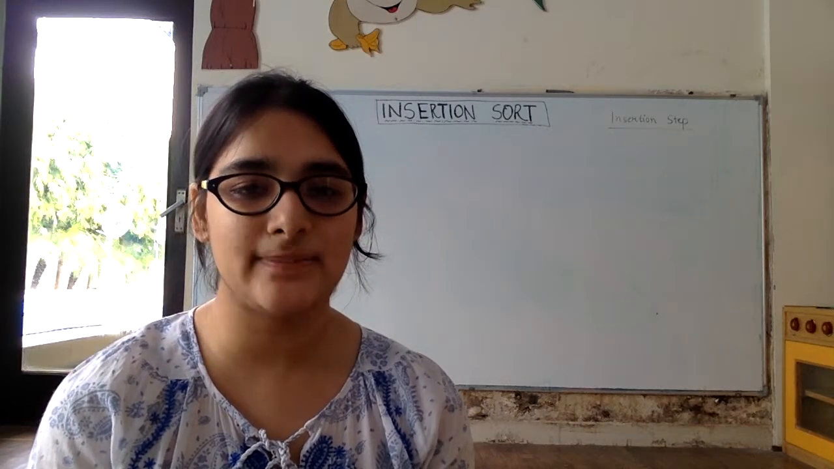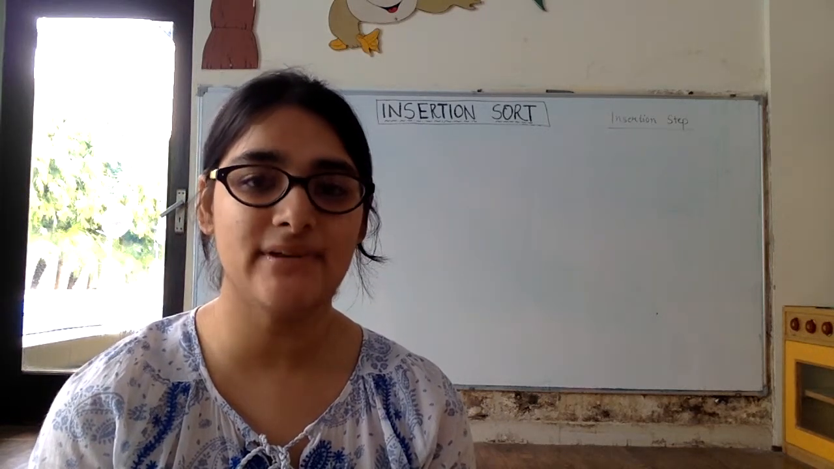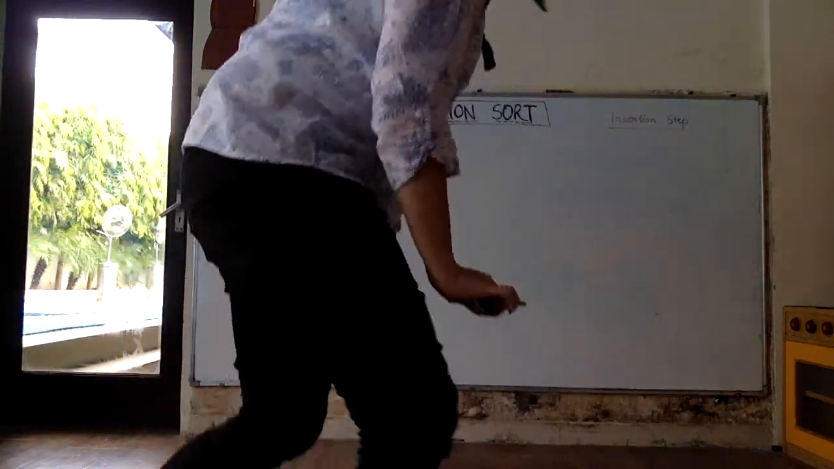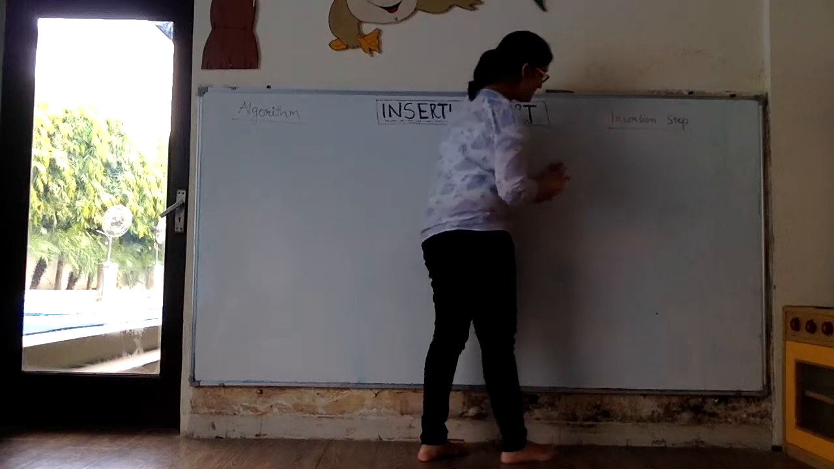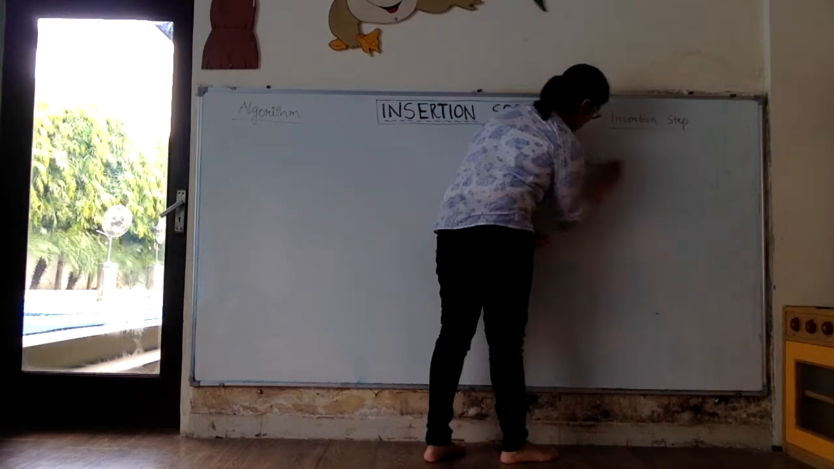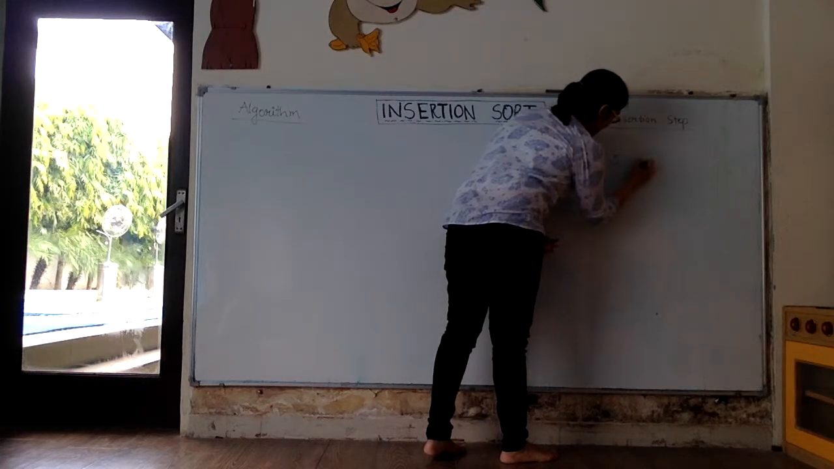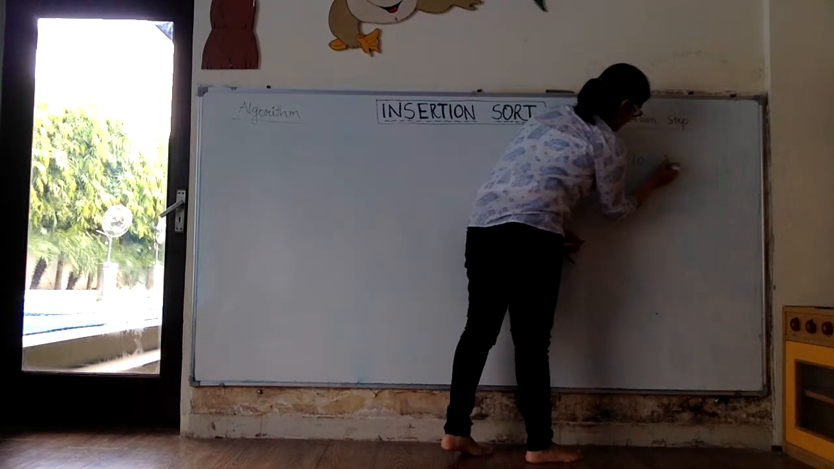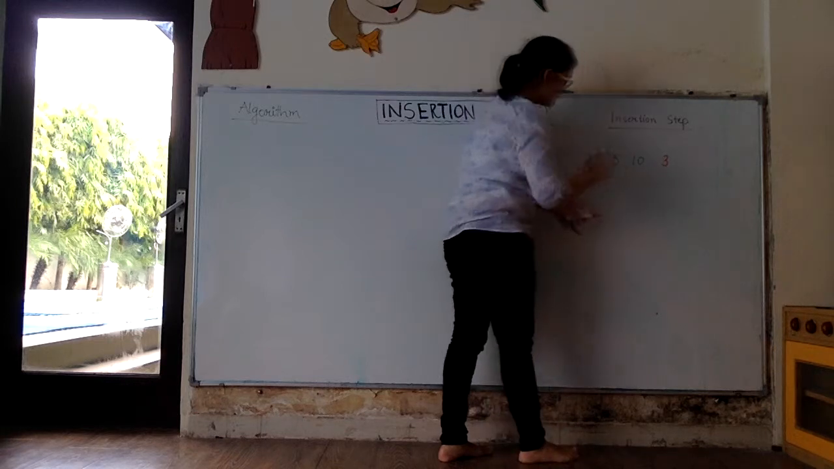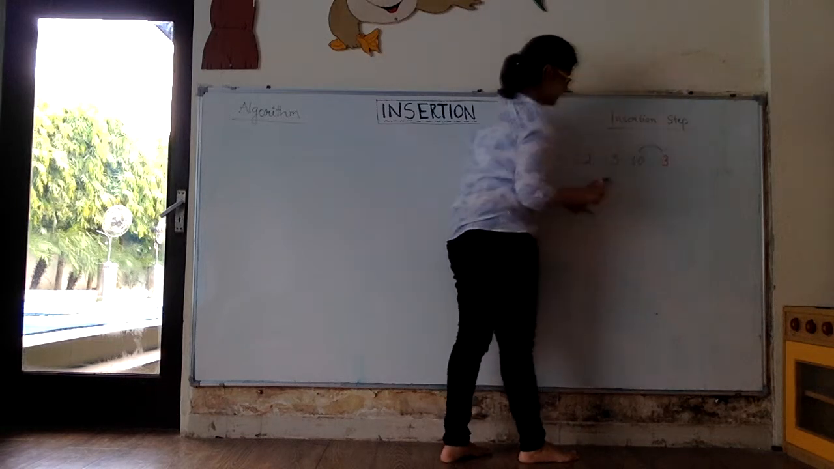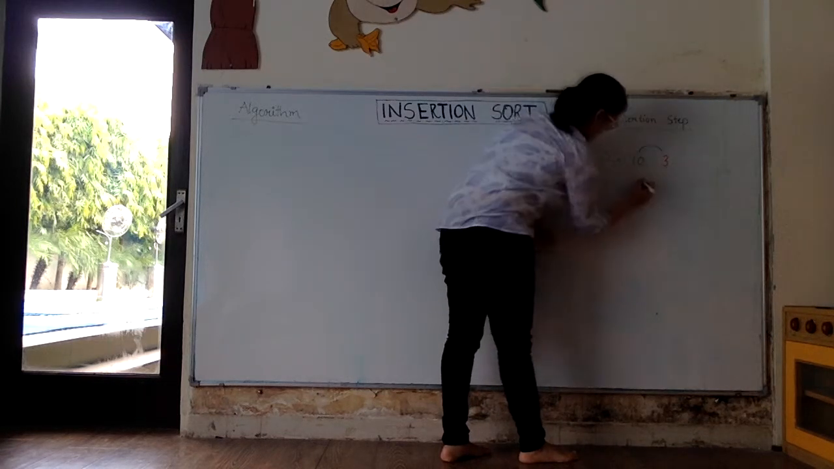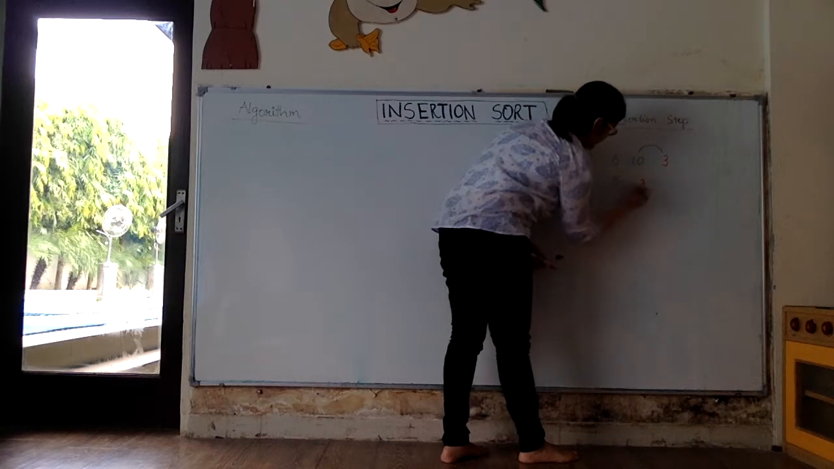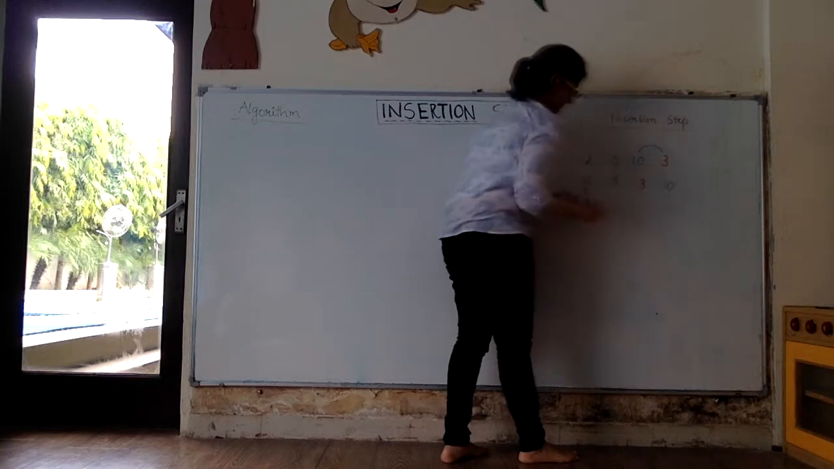Now, before I explain you the algorithm in more detail, let me first explain you the insertion step. To explain you the same, I will take a list of 3 elements, 2, 5 and 10. You can see that the list is sorted. Let us try and insert 3 in it. How do I do it? I first compare 10 and 3. Since they are out of order, I swap them such that my list becomes 2, 5, 3 and 10.